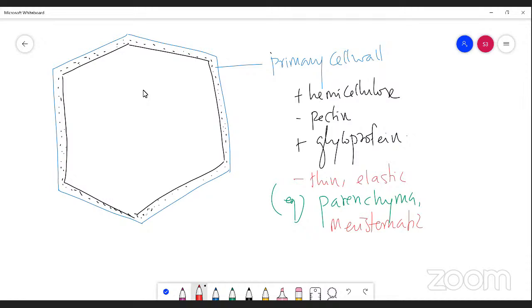What is the role of hemicellulose? Hemicellulose is responsible for the formation of microfibrils. MF is nothing but microfibrils, a fibrous-like structure provided by hemicellulose. Then what is the role of pectin? Actually, pectin serves as a filling material.